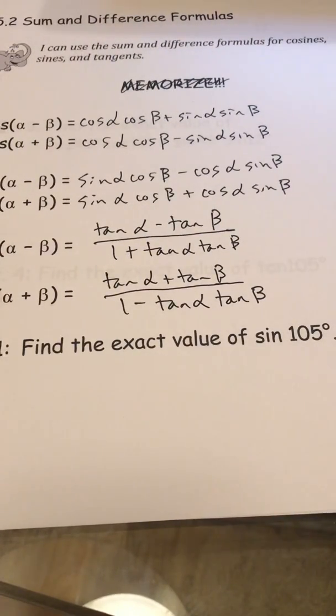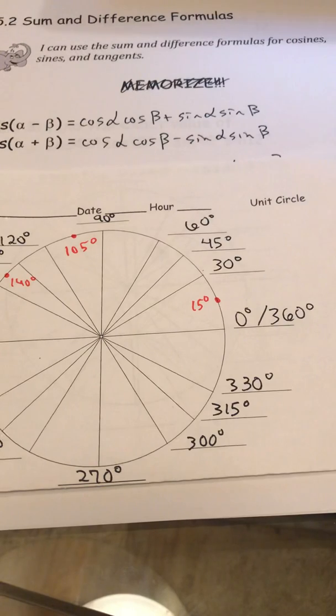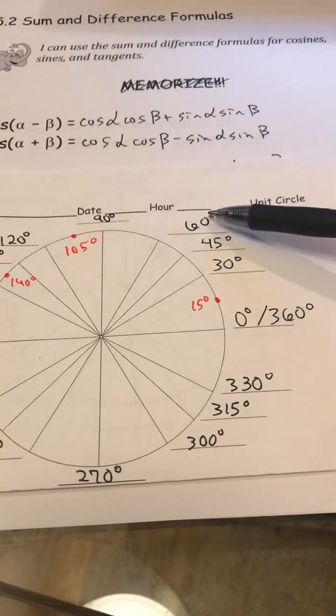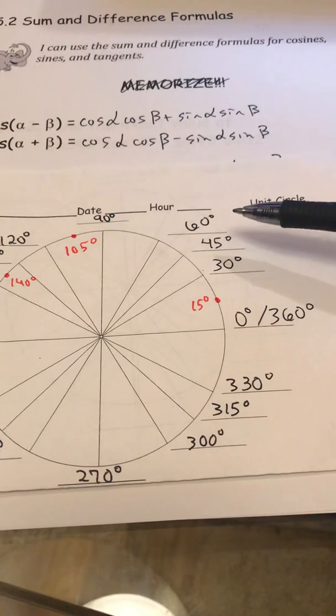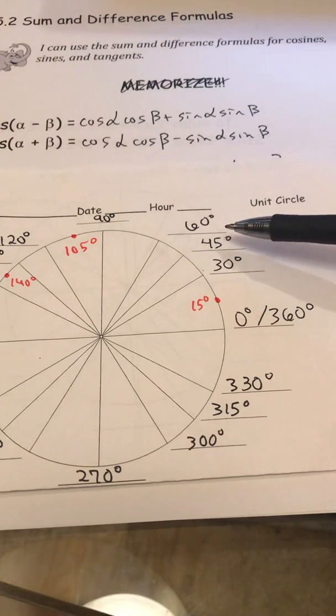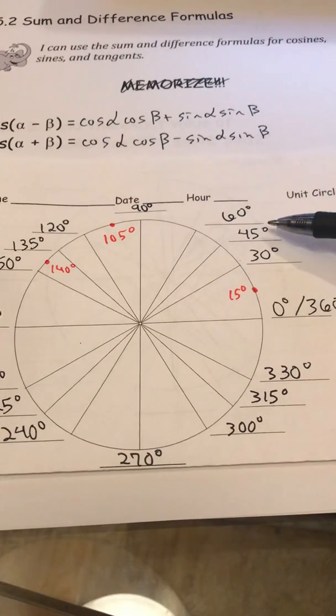In order to work with 105 degrees, you have to find 2 values on the circle that will either add or subtract to 105. When I see 105, the first thing that comes to my mind is I'm just going to add 60 and 45. It's not the only option. There are, in theory, an infinite number of ways you could do this. If you wanted, you could even take 150 minus 45.